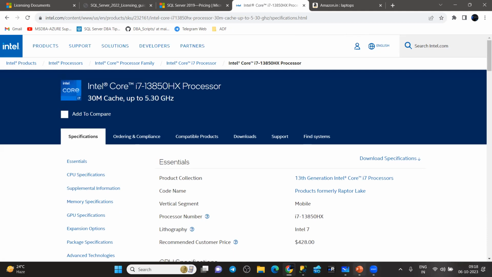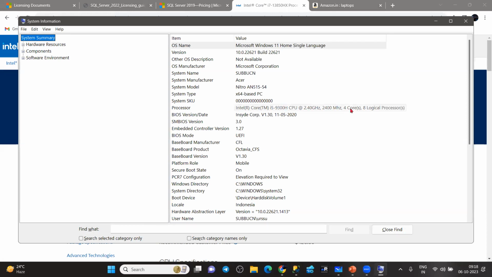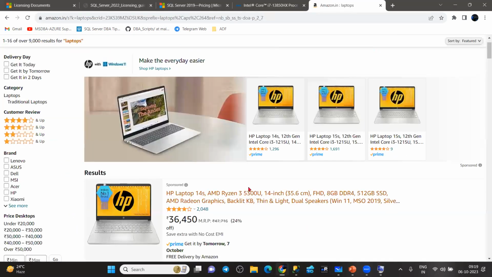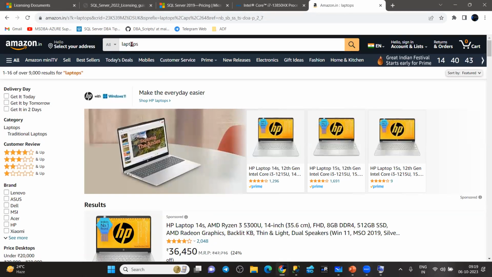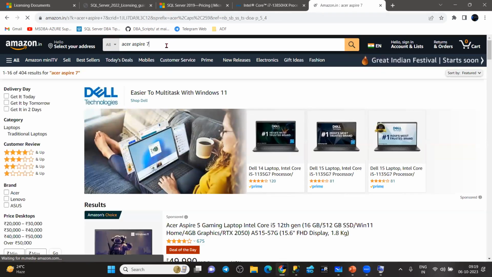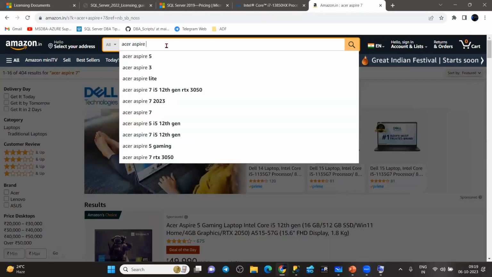Again there will be threads. When you open my laptop, for example, it has 4 cores. Under the 4 cores, there will again be performance cores and efficient cores. When you deep dive, let me show you. For example, the Acer Aspire 5. Not 7, let me go for 5.